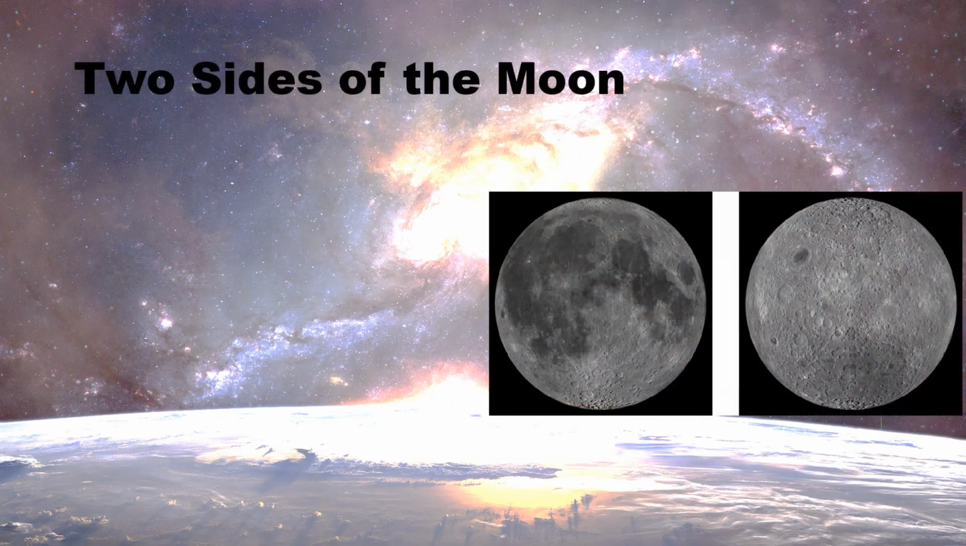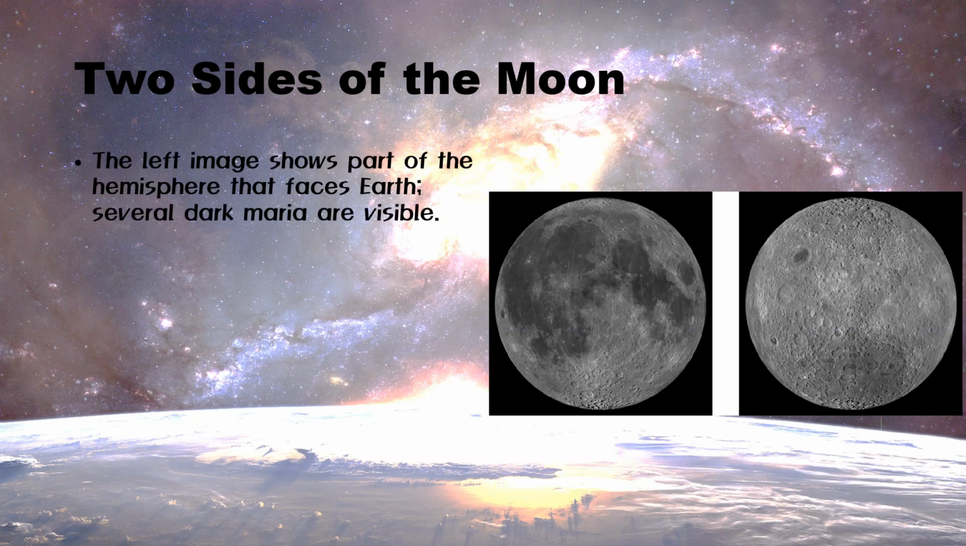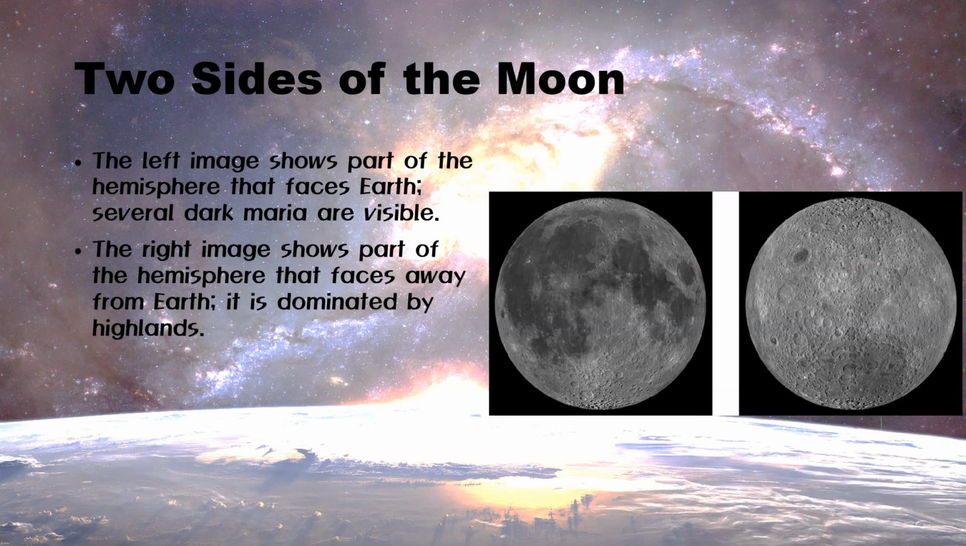Now, the Moon does have two sides to it. The left image shows the part of the hemisphere that faces Earth, because remember, the Moon is always tidally locked, so we're always going to see the same side of it. And here we can see several dark Maria. The other side, of course, is the part of the hemisphere that faces away from the Earth. It is dominated by what we refer to as the highlands.